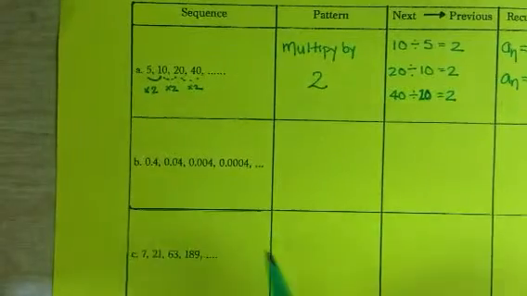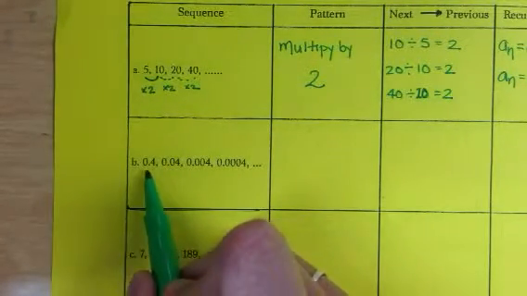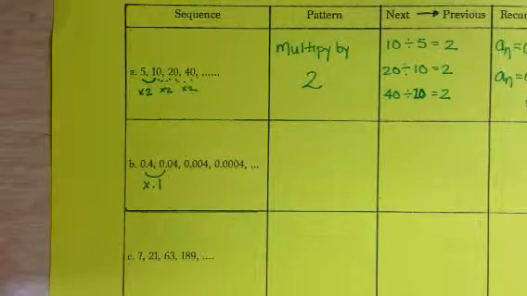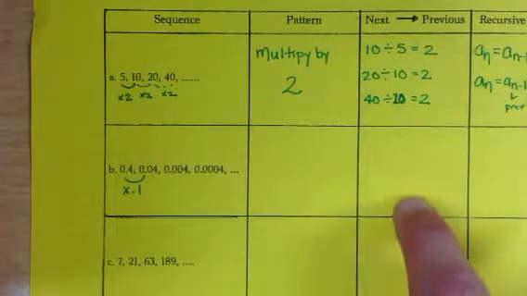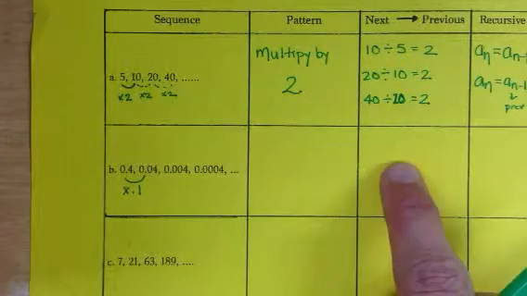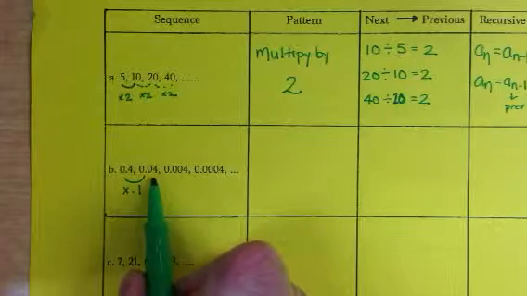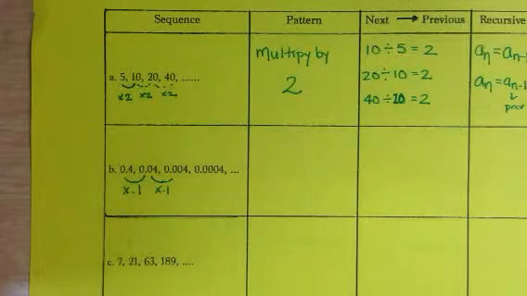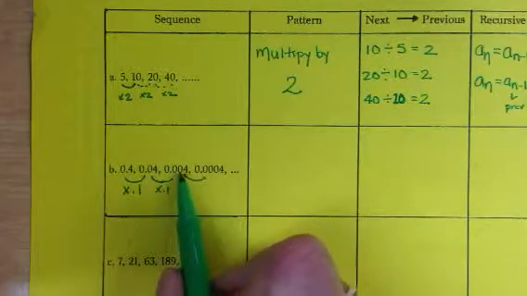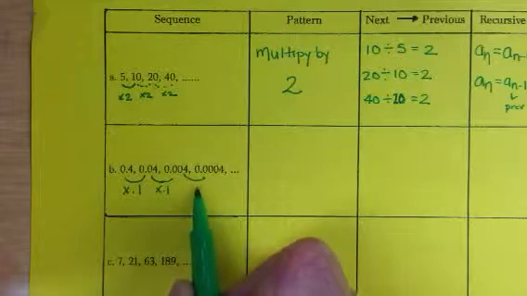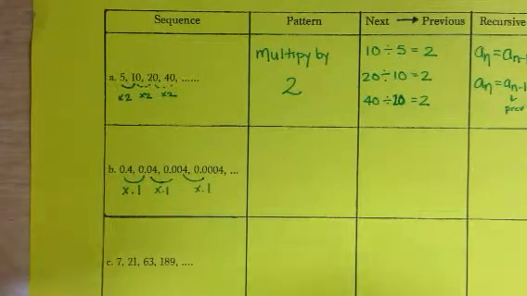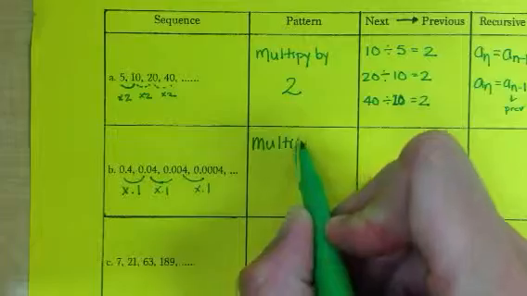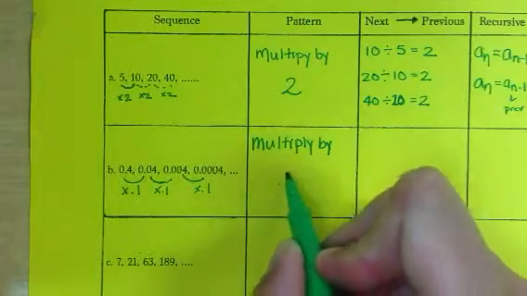Here we have 0.4 to 0.04. I would see that maybe I have to multiply this one by 0.1. So this is a little bit tricky. If we can't visually see it, then jump to this one and do your divisions. So from 0.04 to 0.004, again I'm multiplying by 0.1. And 0.004 to 0.0004, again I'm multiplying by 0.1. And this could honestly just be a guess if you can't see it. So our pattern, again, is we are multiplying by 0.1.